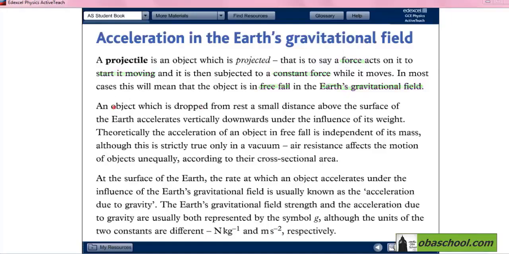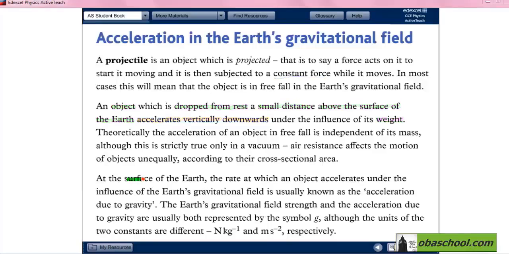An object which is dropped from rest a small distance above the surface of the Earth accelerates vertically downwards under the influence of its weight. That's why the constant force is the weight.